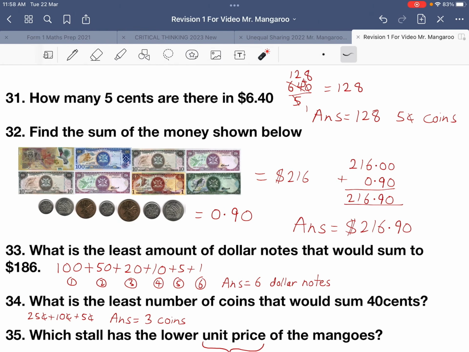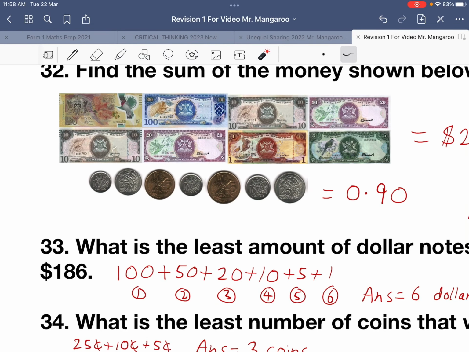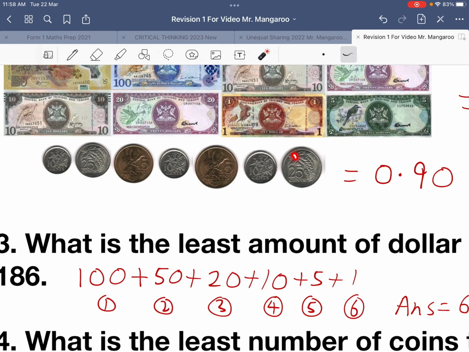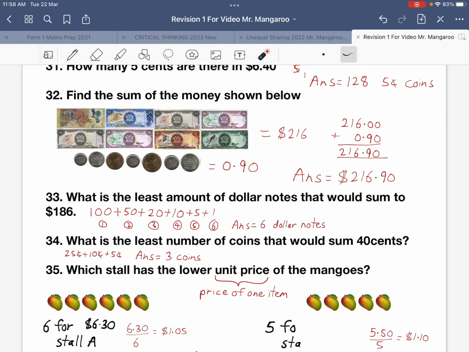32. Find the sum of the money. So let's add the dollar notes. 150, 170, 190, 210, 15, 16. That's $216. And the coins, 25, 50, 60, 70, 80, 90. So that's $216.90.